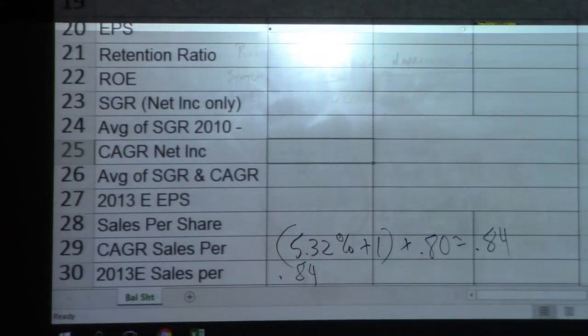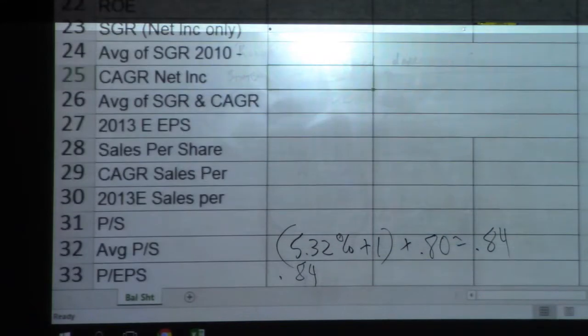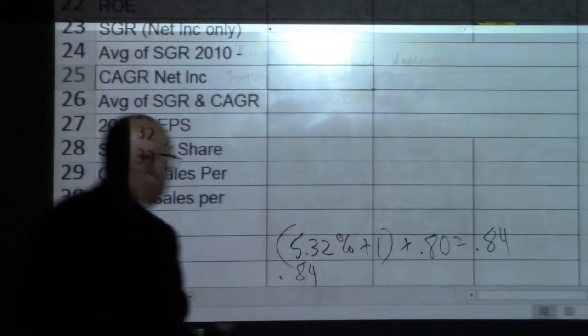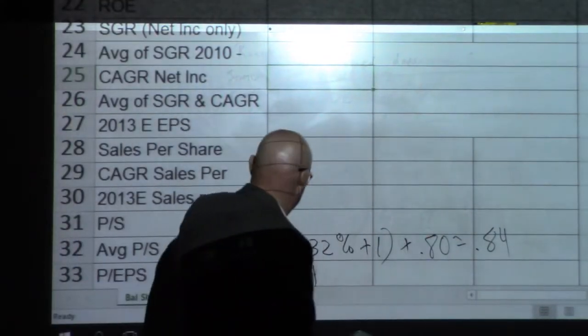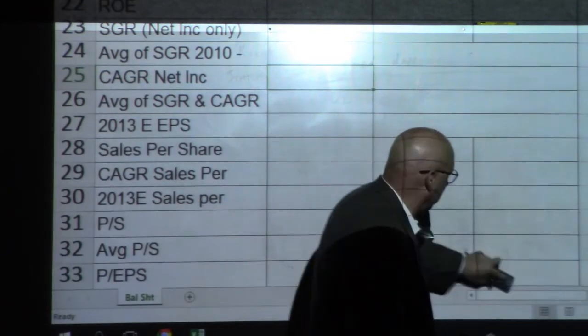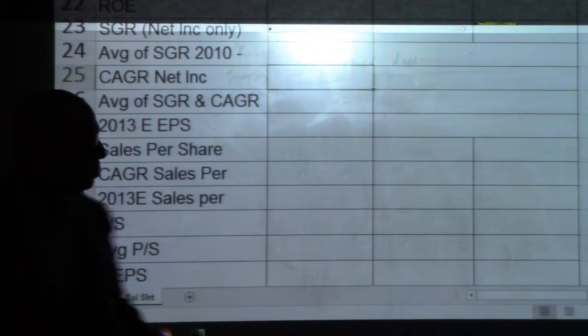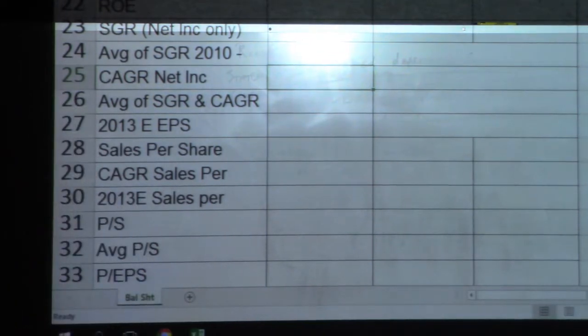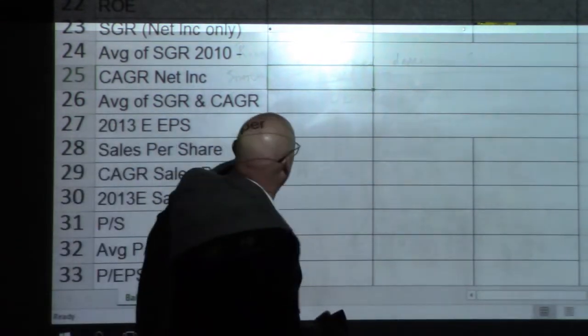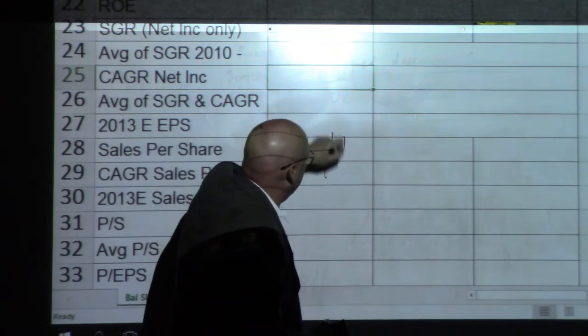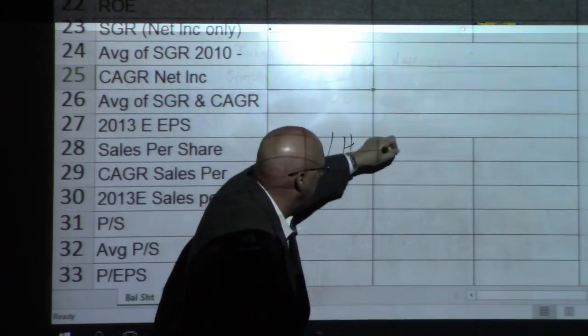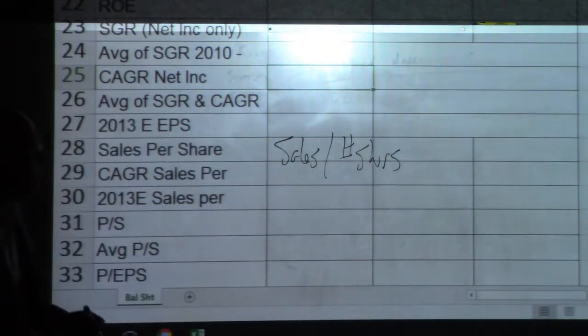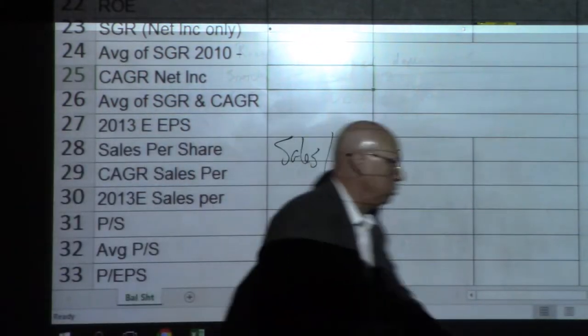All right, now let's find our sales per share. Let's erase this. So we've got one fundamental, our earnings per share, 84 cents. That's what we're expecting. Now let's find sales per share, and then we'll CAGR sales per share. So sales per share is sales divided by the number of shares. Simple and straightforward, sales divided by the number of shares.